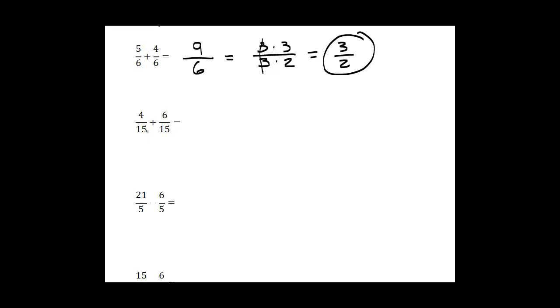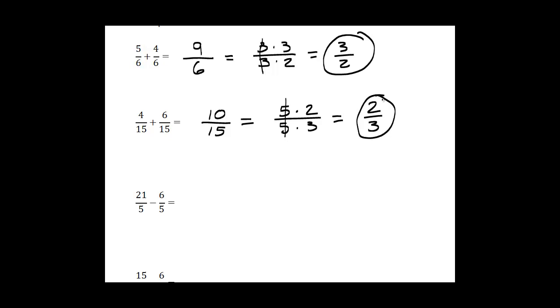All right, let's look at this one. 4/15 plus 6/15. 4 plus 6 is 10, and we leave it over that common denominator, 10/15. We can see, though, that both of these have a common factor of 5. So 5 multiplied by 2 and 5 multiplied by 3 is 15. So there we go, our factors. Our 5's cancel to be 1, and we're left with a reduced fraction of 2/3.